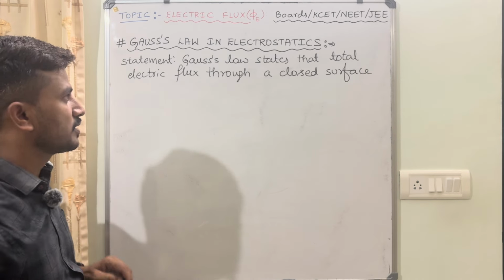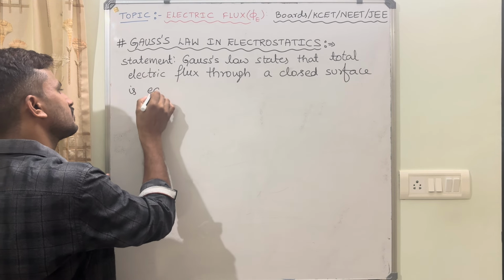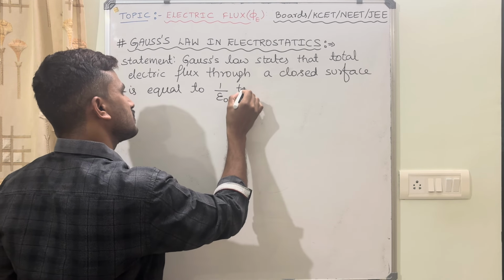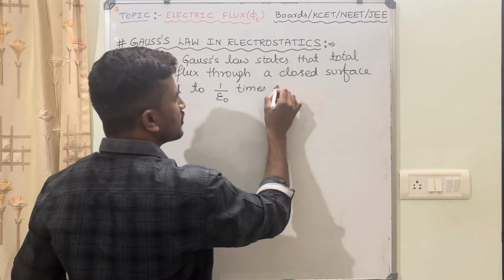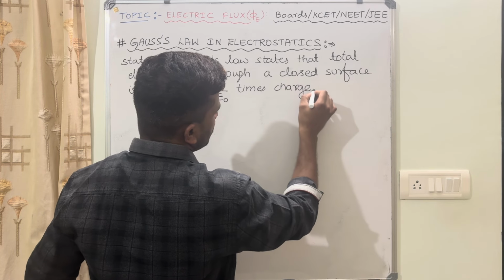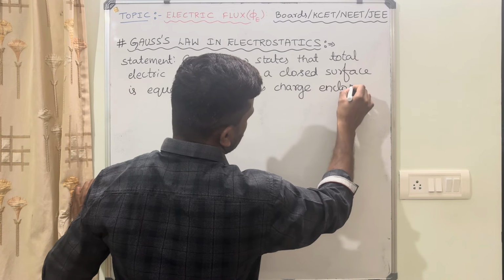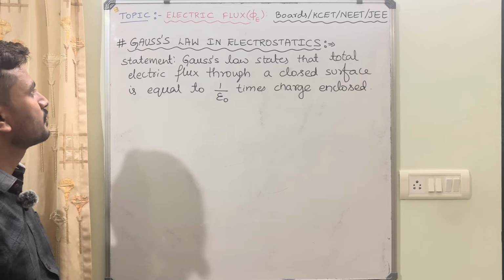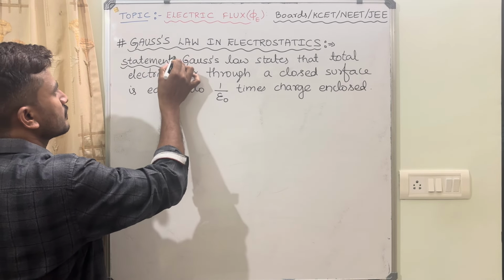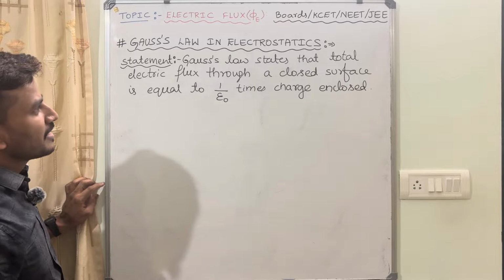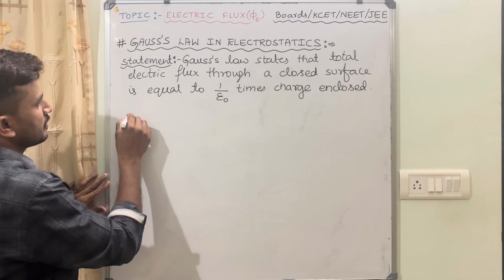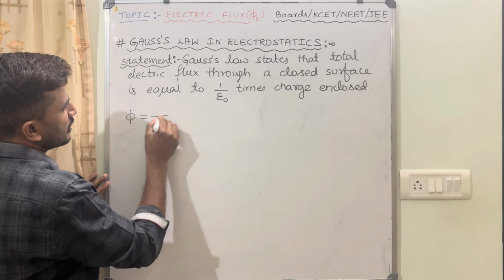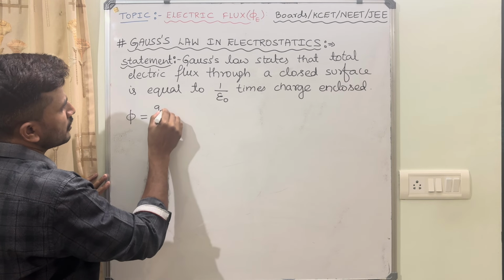is equal to 1 divided by epsilon naught times the charge enclosed. That is Gauss Law in electrostatics. Mathematically, it is given by phi is equal to 1 by epsilon naught times the charge enclosed.